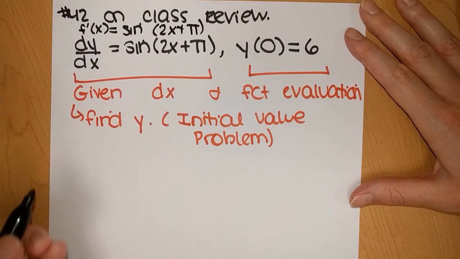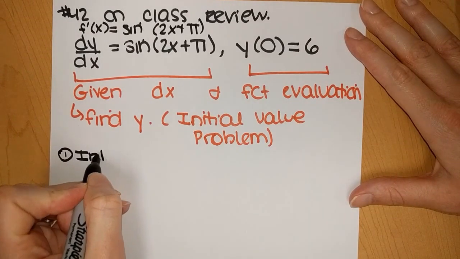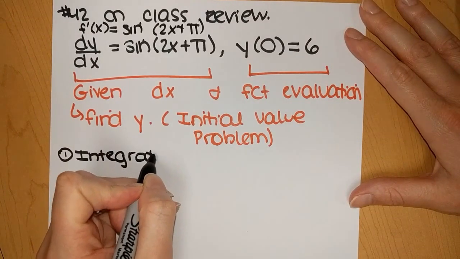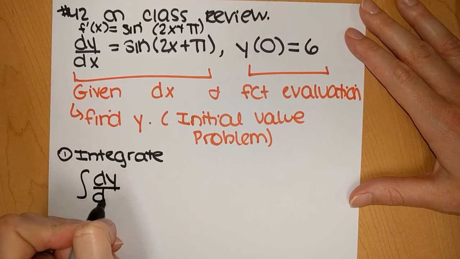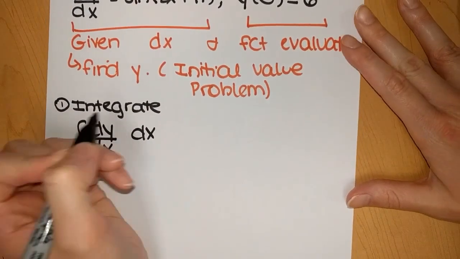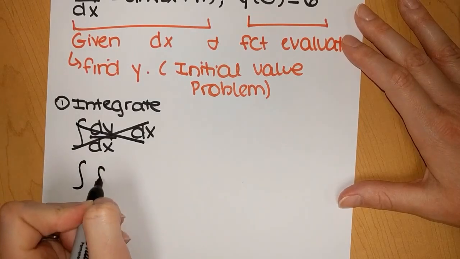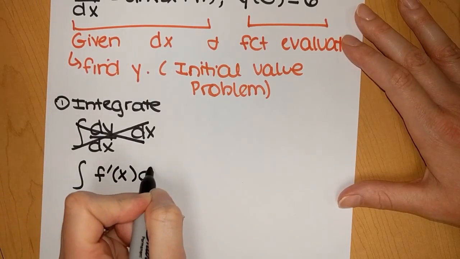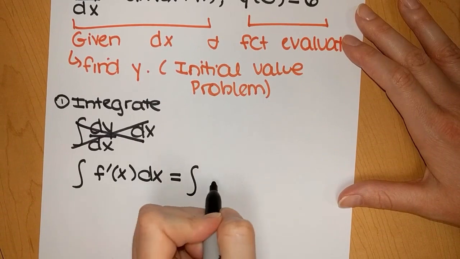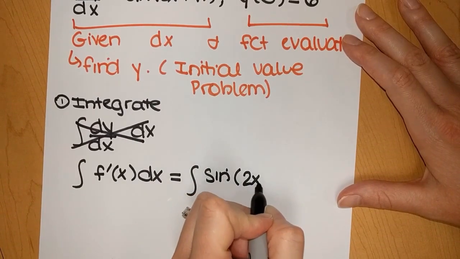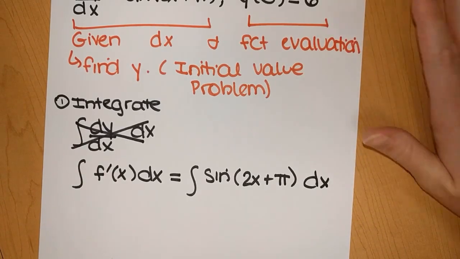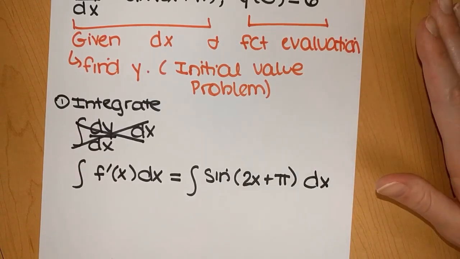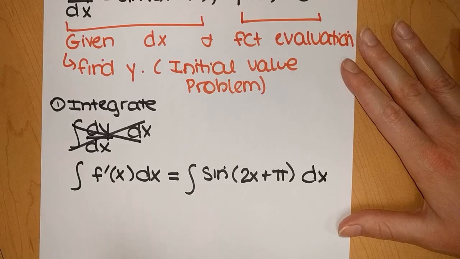So our first step is that we are going to integrate, and that will get us back to our original function. So if I integrate dy/dx, that looks very awkward. So instead of writing that, I'm just going to write that I'm integrating f prime of x dx, and that will mean that I'm integrating sine of 2x plus pi dx. All right, now when you look at your integral here, you have parentheses, and anytime you have parentheses, you usually want to use u substitution.